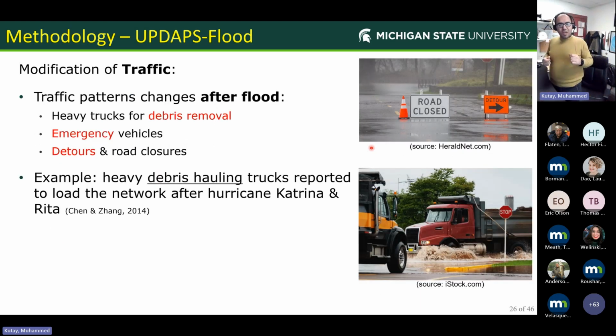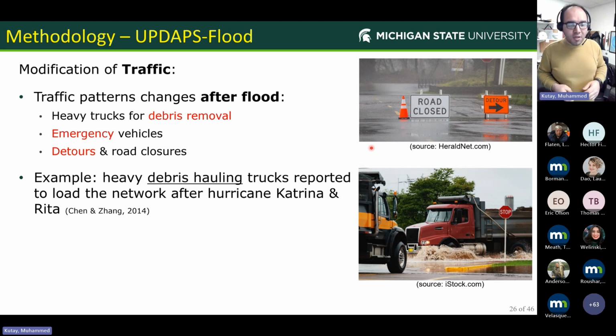The last one is the modification of the traffic. The traffic pattern can change after a flood due to, for example, heavy trucks for debris removal. So you have higher load levels, you have emergency vehicles, you have detours. As Dr. Kutay said earlier, these detours can shift traffic loads to nearby pavements that are not designed for that amount of load. And also if there is a road closure on other roads, the detours can bring the traffic load onto the section that is after flood.